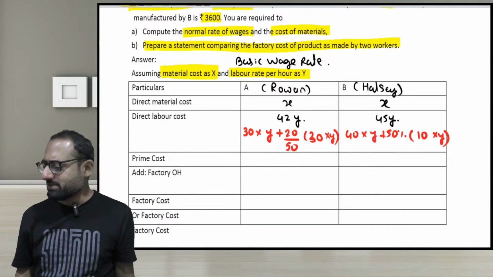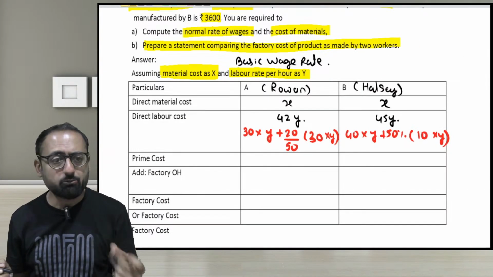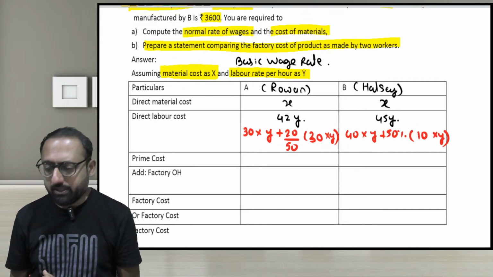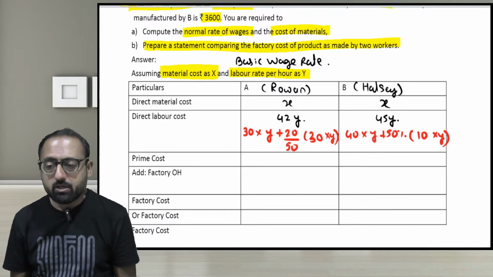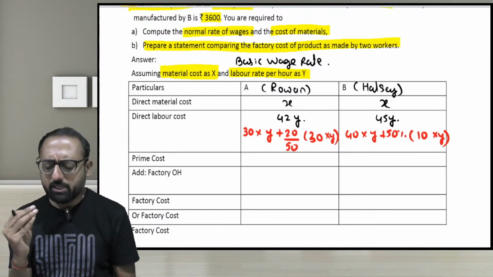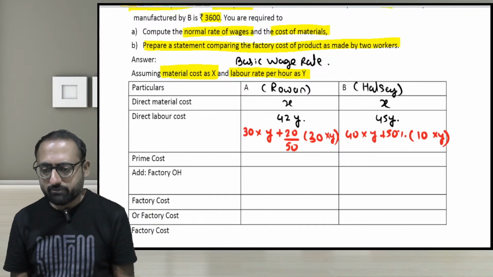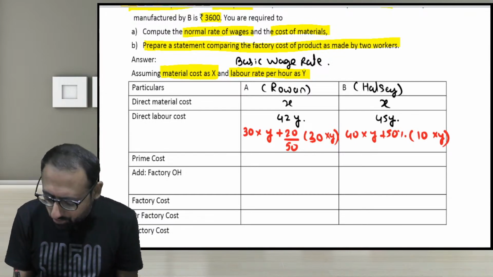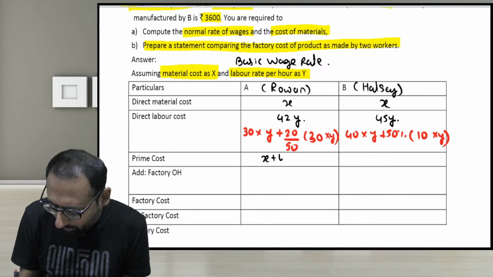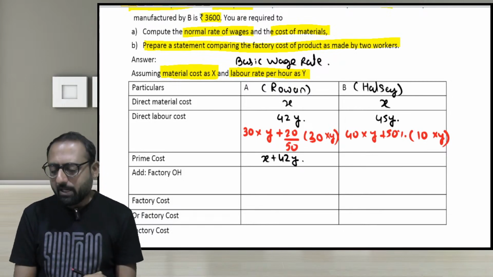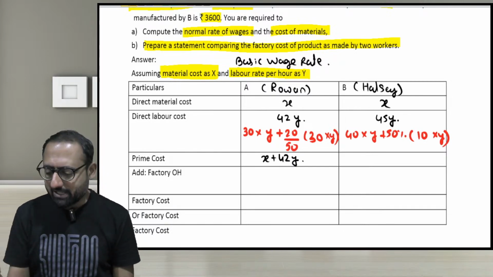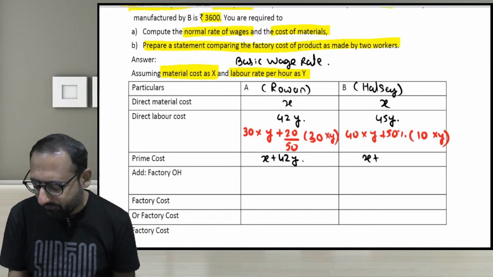I'm waiting for your answer, guys. Reply quickly, calculate. Yes, 45Y. So direct material plus direct labor will be your prime cost. Correct, let's go. Most of the students are answering yes, I'm correct. So your prime cost will be X plus 42Y. In the second scenario, my prime cost will be X plus 45Y.